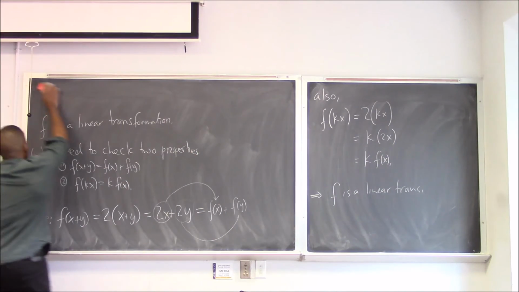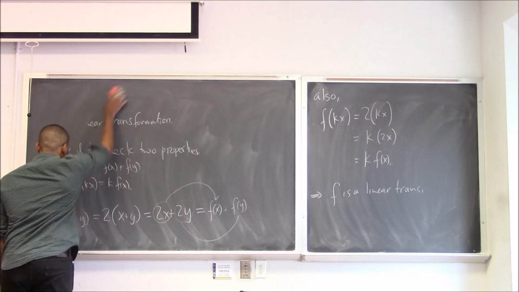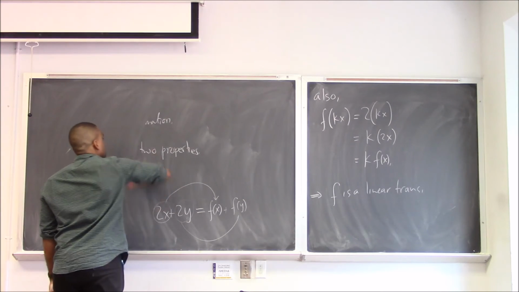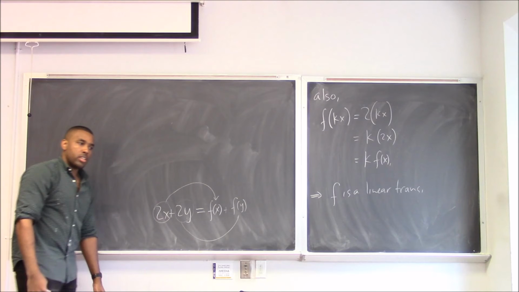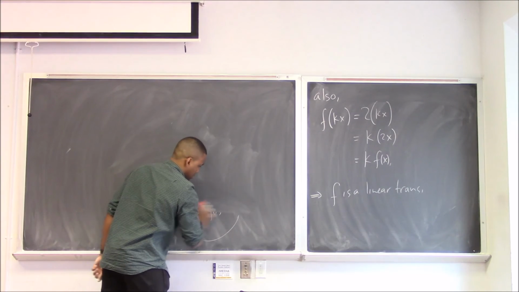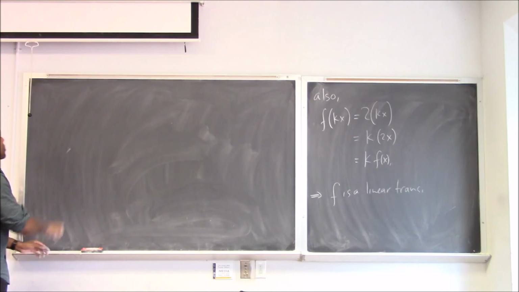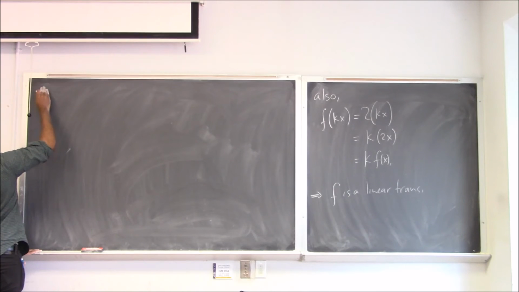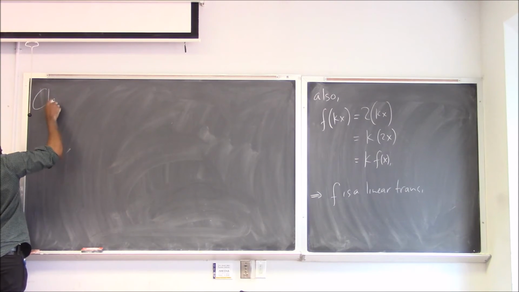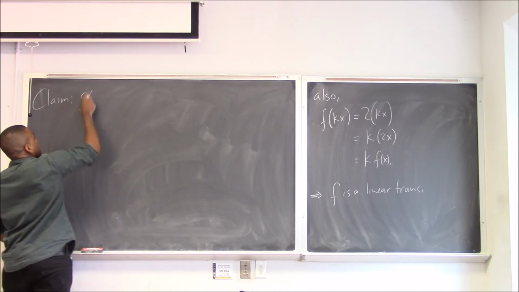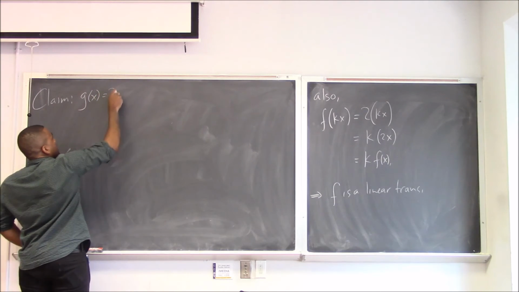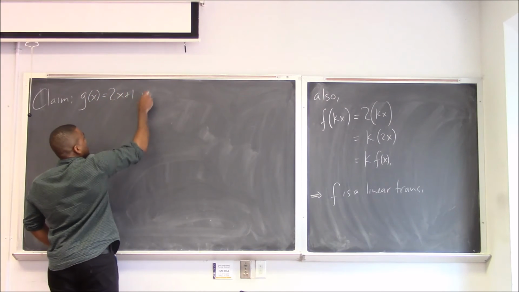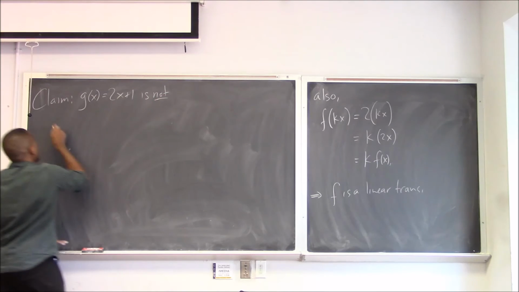Let's look at g, which looks very similar to f. All we did was add a plus 1. But I claim that that actually messes everything up. Claim: g of x equals 2x plus 1 is not a linear transformation.